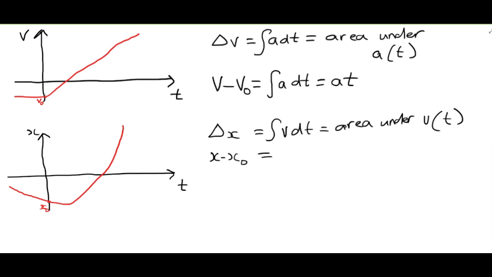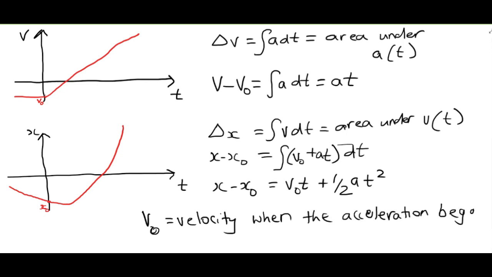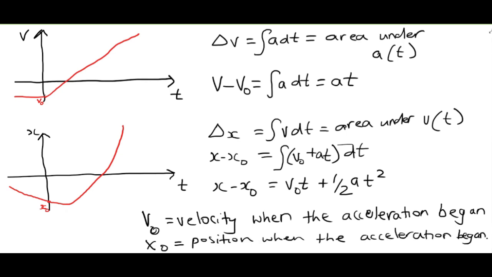Now, if we perform this integration by substituting in v equals v0 plus at, what we have is this formula down here, which is x minus x0 equals v0 t plus half at squared, where v0 is equal to the velocity when the acceleration began, and x0 is the position when the acceleration begins. Now that is using calculus. What if we wanted to use algebra?